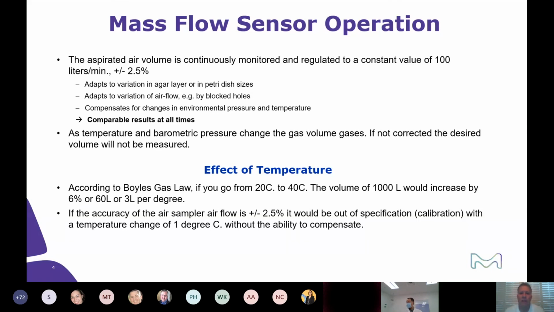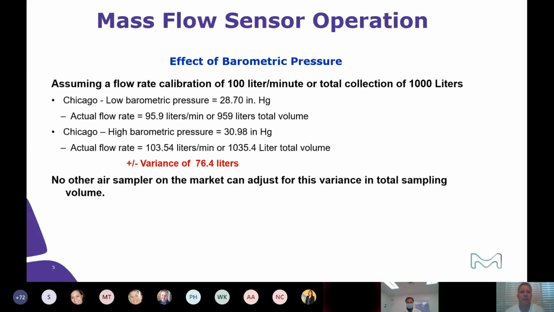So Boyle's law, and this is just one example, if you had a 20-degree difference, you would increase by 60 liters. And so if you're reading lower, let's say you're reading out of a cubic meter, you're reading 940 liters, that's obviously a situation you don't want to be in. Now, if you measured more, that's probably okay, but you certainly never want to measure less. And that's the effect temperature and pressure can have on your viable sampling. And that's where a mass flow sensor would come into play.